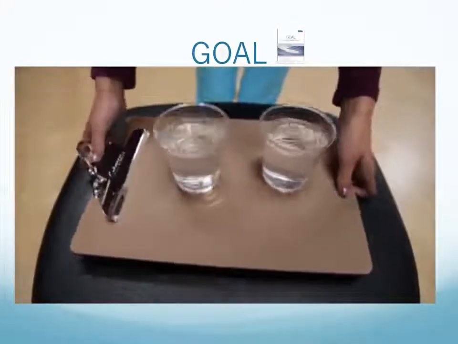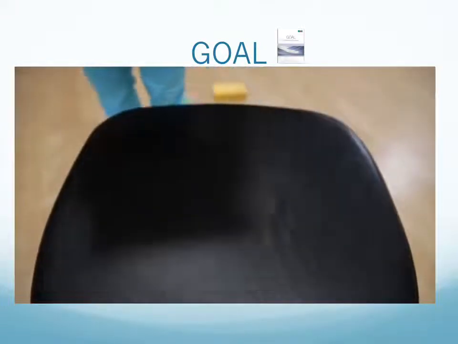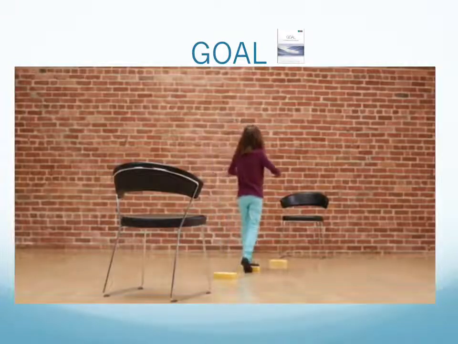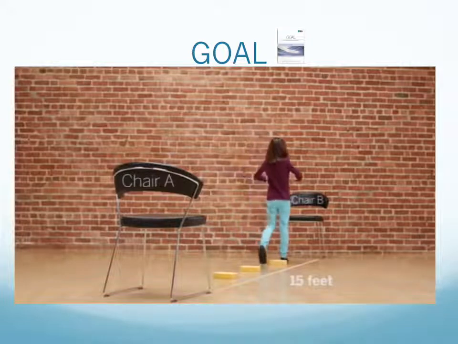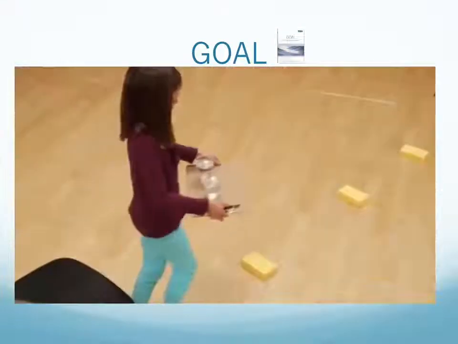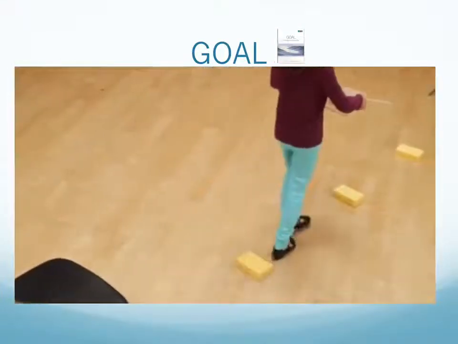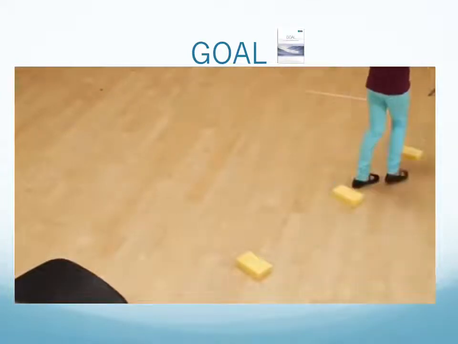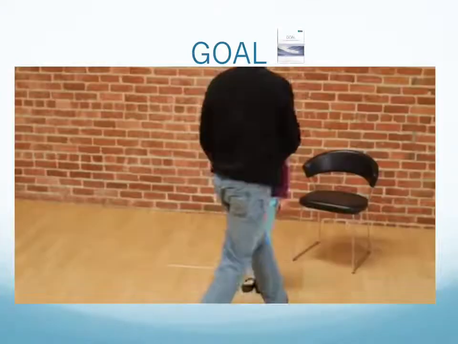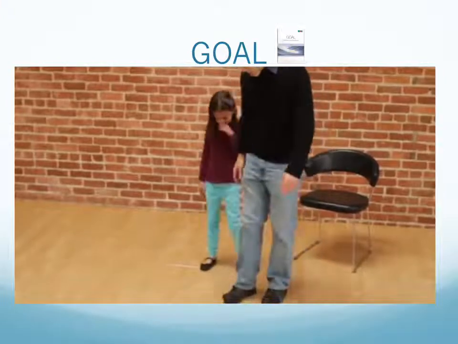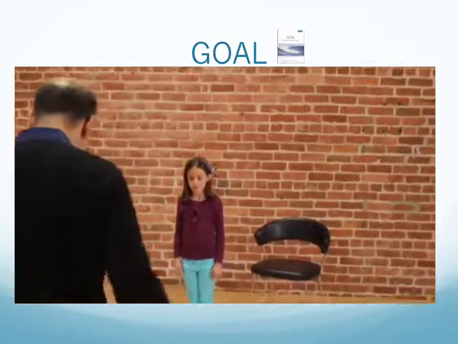Set up tray carry in a room that's at least 20 feet long and 5 feet wide. Place the chairs 15 feet apart, facing each other, and space the 3 sponges at roughly equal intervals between. Before starting, I demonstrated the activity to Anna, but I didn't allow her to practice.